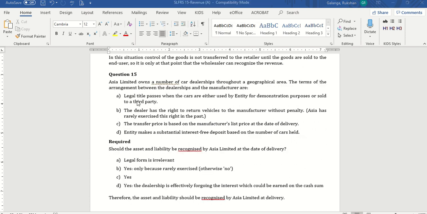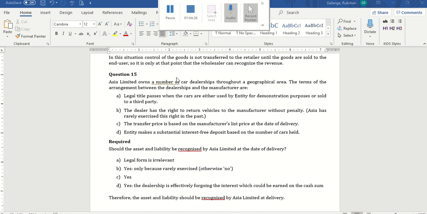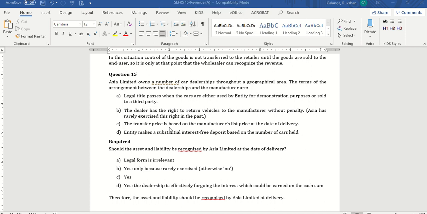So here it talks about how you should recognize this. Earlier we recognized whether the dealer should recognize this as an asset and liability, in the sense the manufacturing company has sold the goods to the dealer. That means here Asia Limited owns a number of car dealerships.